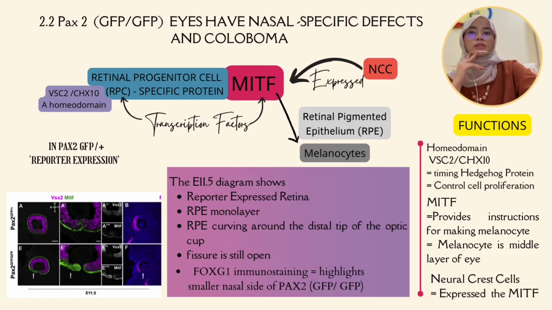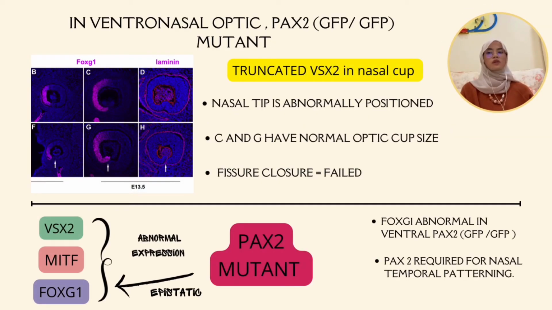As you can see in the diagram at 11.5, this is the reported expressed retina. You can see the RPE is a monolayer, which means it's still at the start of development. The fissure is still open. Let's see what happens if one of the important elements is not expressed correctly. The elements mentioned here are VSX2, MITF, and FOXG1.